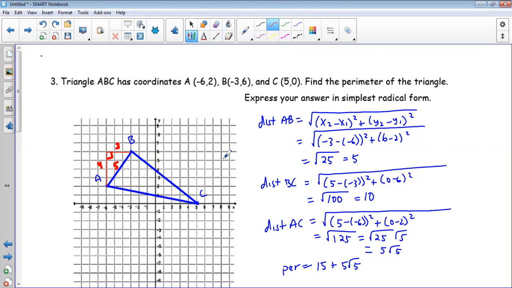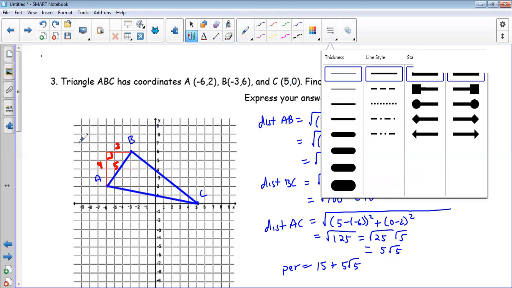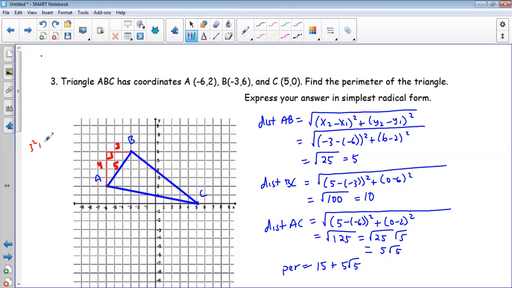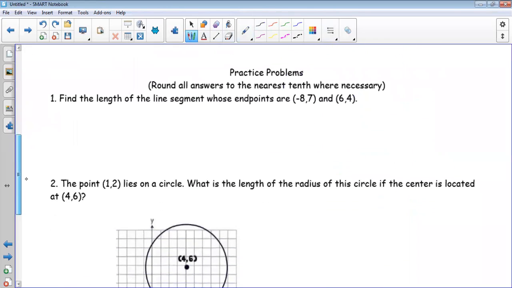And people can do that using the Pythagorean theorem. They can say 3 squared plus 4 squared is equal to x squared. 25 equals x squared, x equals 5. I'm just showing you another way you can do it. I know some teachers who have done that. But the distance formula is very straightforward. You get good at it as you practice, and you'll be fine.